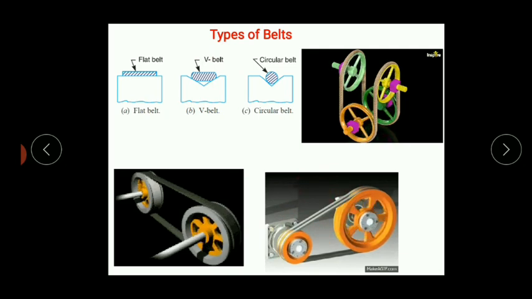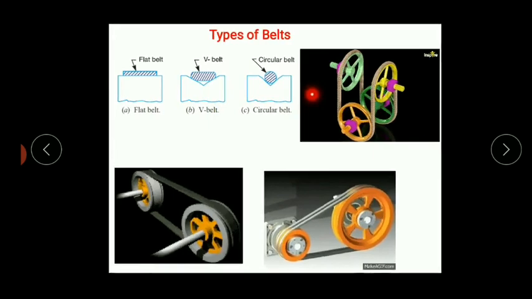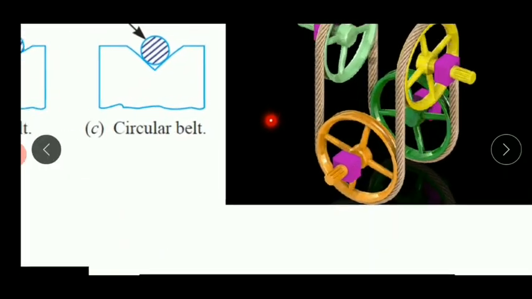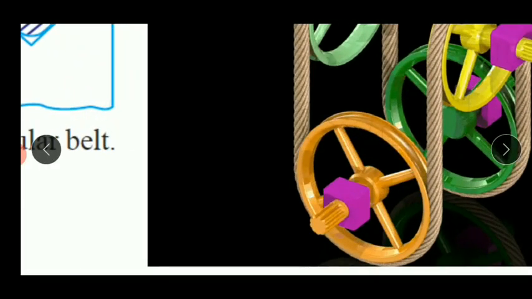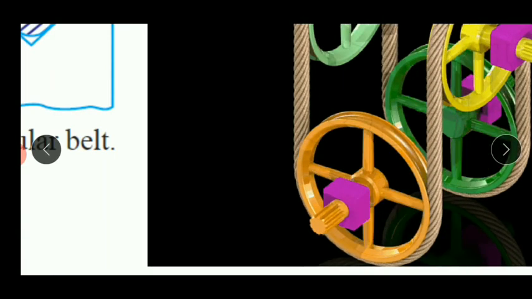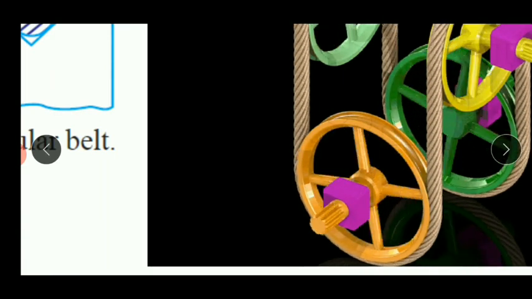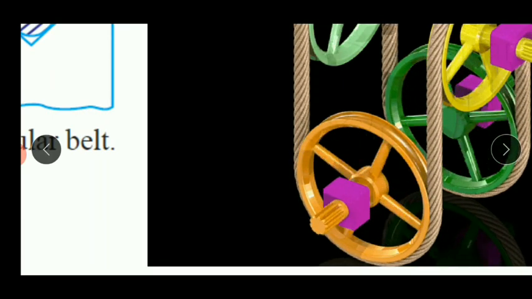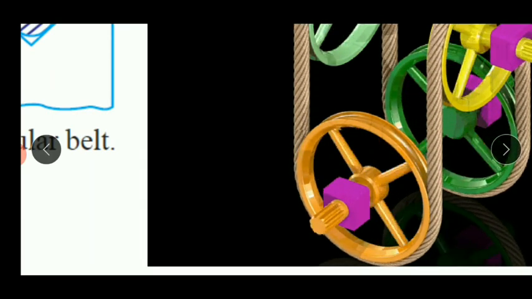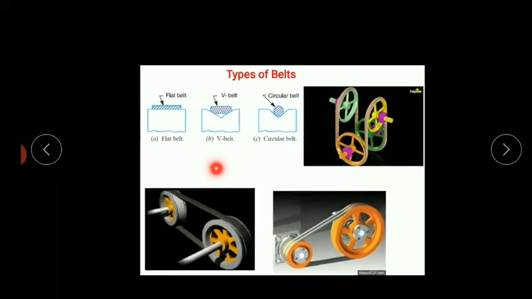The third type is the circular belt. A circular belt is also called a rope drive. If we observe here, the shape of the belt is circular, or somewhat like a rope. That's why it is also called a rope drive.